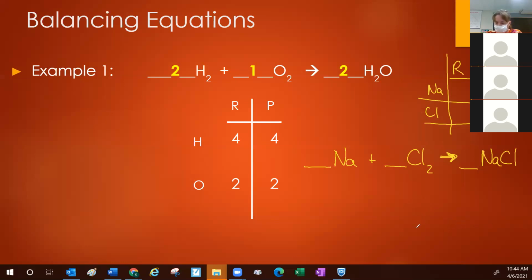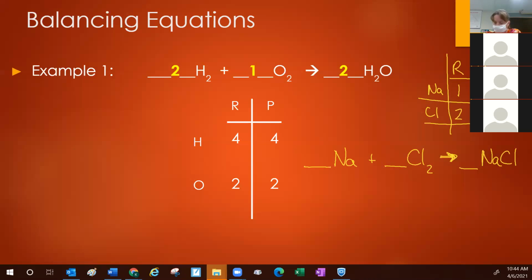Okay, let's just work through this process together. We'll get plenty more practice then. Okay, so start with your first element, whichever one you want to choose. I'll give you some tips later about the best ones to start with, but this one you can start with either one. Okay, so if we look at our sodium, on the reactant side, there's 1, and on the product side, there's 1. So those are balanced. Next, we move to our chlorine. On the reactant side, there's 2, and on the product side, there's only 1.